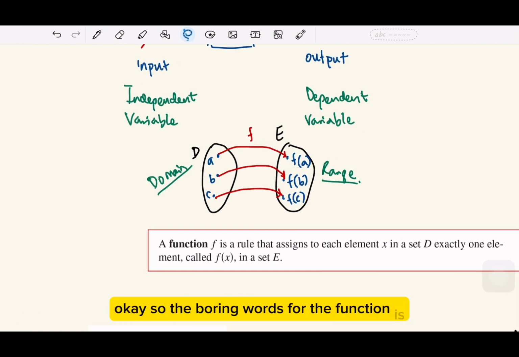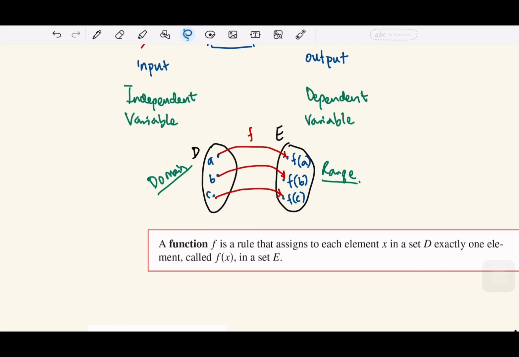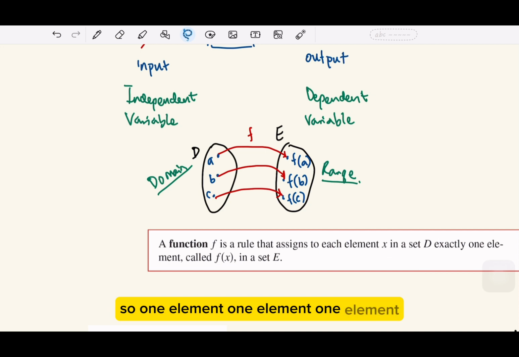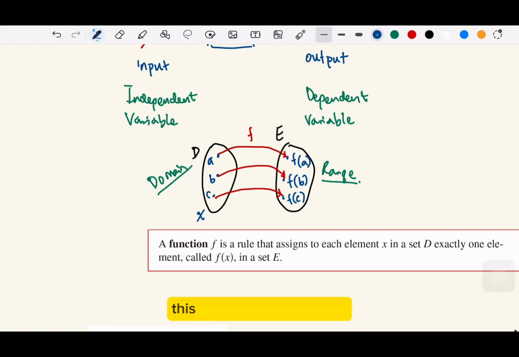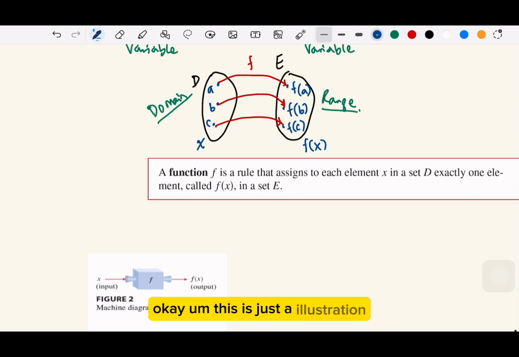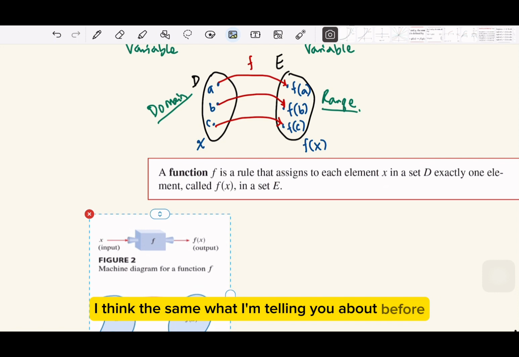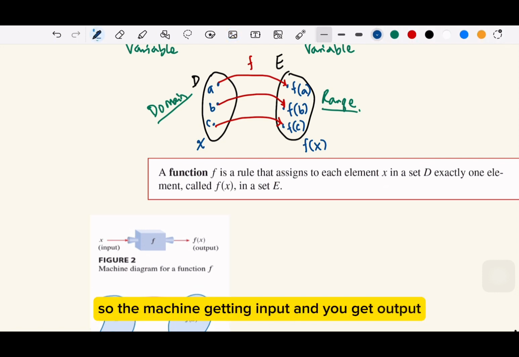Okay, so the formal words for the function: a function is a rule that assigns each element of the independent variable x in a set D exactly one element. So one element, one element, one element. And it's called f of x in a set E. So this will be all the possible x, and this is the possible f of x. This is just an illustration, the same as what I told you before. The machine gets input and you get output, the f of x.